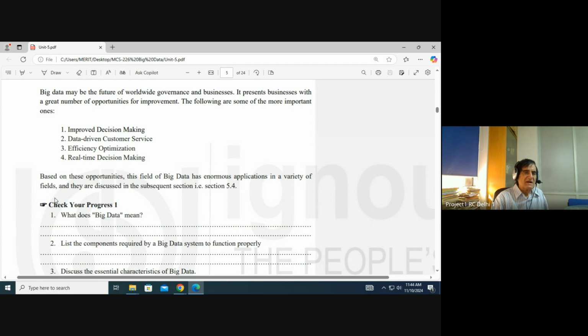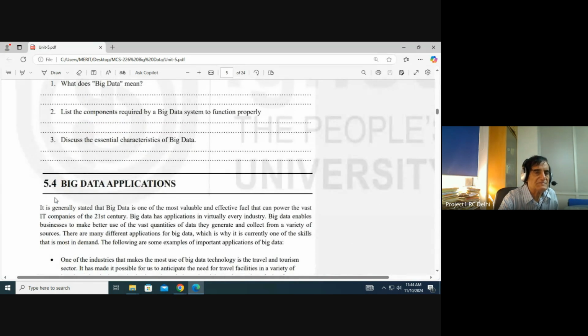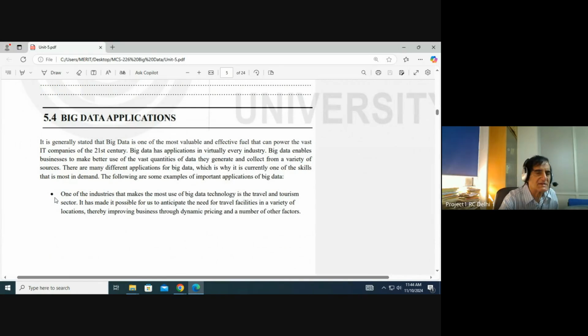So data driven customer services, efficiency optimization, real time decision making. Real time decision making is most important. That's what India made a good decision of COVID. Big data applications. One of the industries that make the most use of big data technology is travel and tourism. That's where India is always venturing and asking people to come to India.